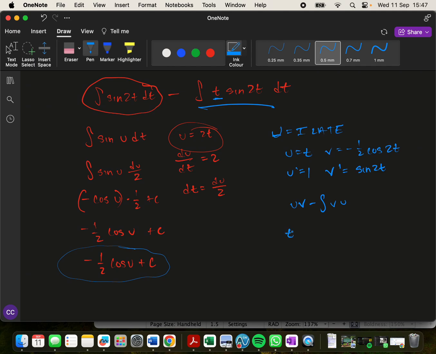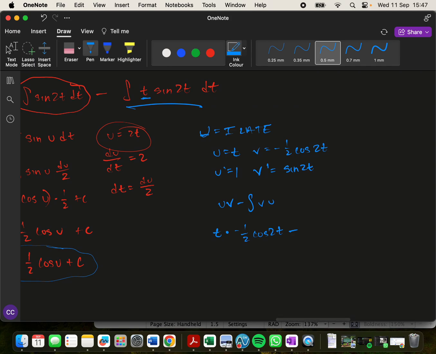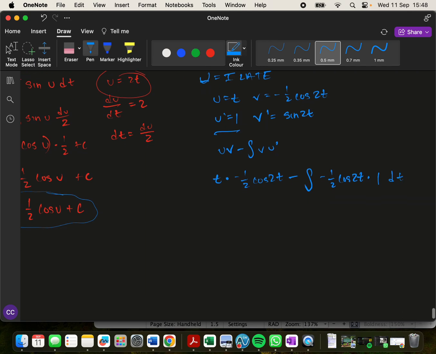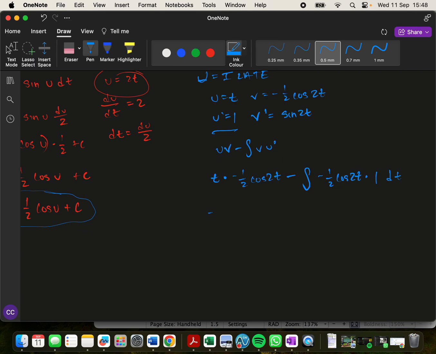So that's going to be t times negative 1/2 cosine 2t minus the integral, sorry, I screwed that up, the integral of negative 1/2 cosine 2t times 1. And we're going to do that with respect to t. So this front part becomes negative t over 2 cosine of 2t.